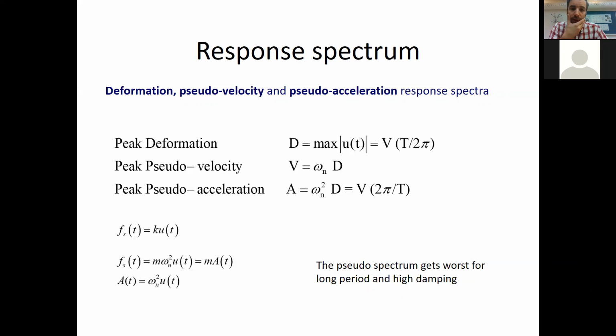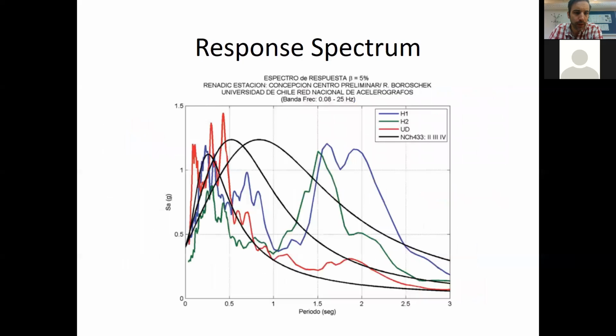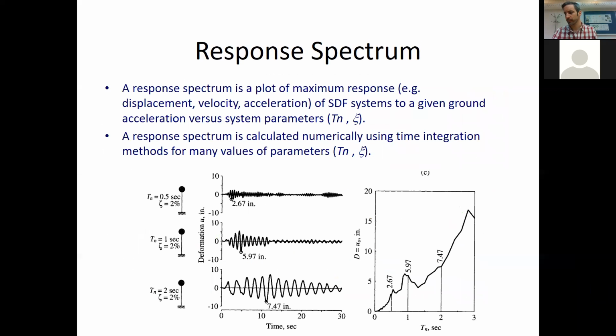So normally, as I was showing you, we can calculate the spectrum for the deformation, for D. But then there is something called the pseudo velocity and the pseudo acceleration.